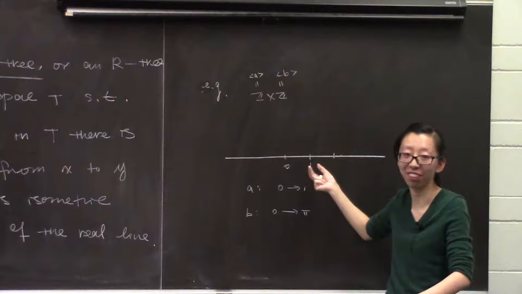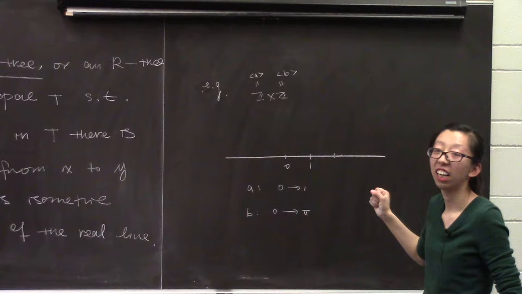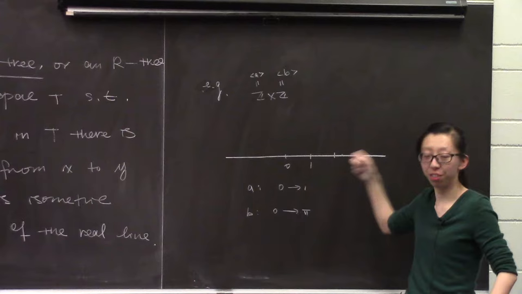Okay. So this is a counterexample because the line is an R-tree, you're saying? Yes. But the line is also a simplicial tree, right? With vertices. When you mark 0, 1, 2, 3, then that's a simplicial tree. And you're not supposed to take 0 and pi, so there's no vertex at pi.